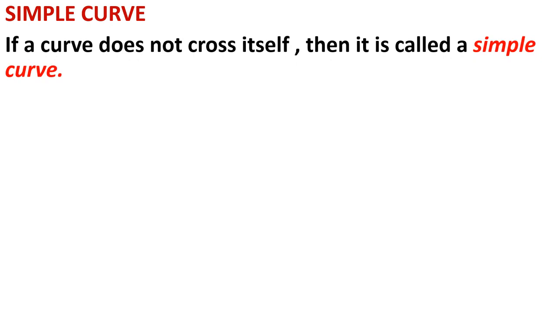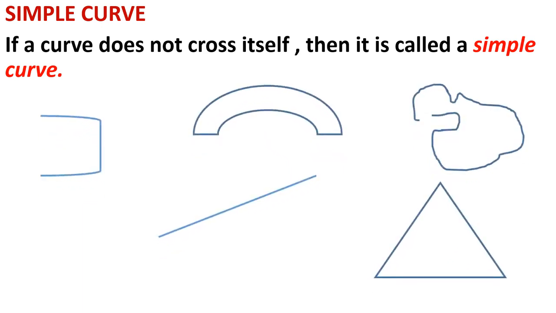See the simple curve now. If a curve does not cross itself, then it is called a simple curve. Do not cross itself. Now see the first picture. It is not crossing itself. Lines are not crossed, so it is a simple curve. Now see all the pictures. In every picture, they are not crossing themselves. So all these are simple curves.